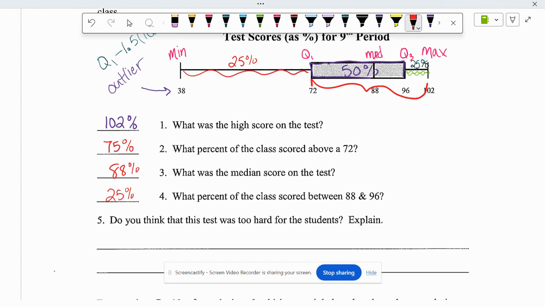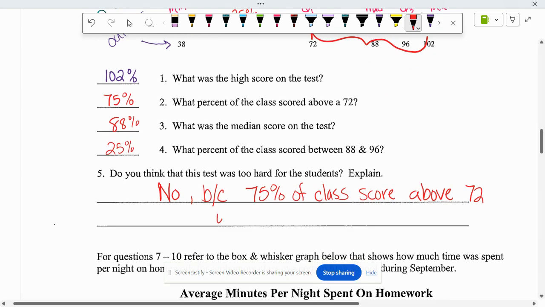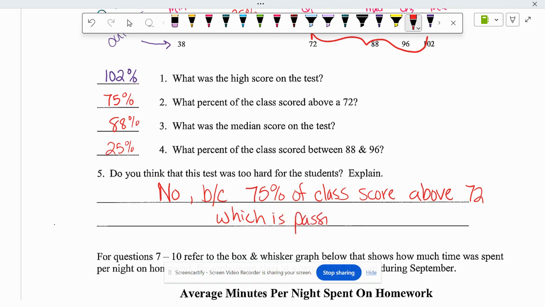Kimber, look at me. That is the most amazing answer. That's perfect, spot on. Okay, good job. No, it's not too hard. Kimber said no, because 75% of the class scored above a 72, which is passing. So it's definitely not too hard.